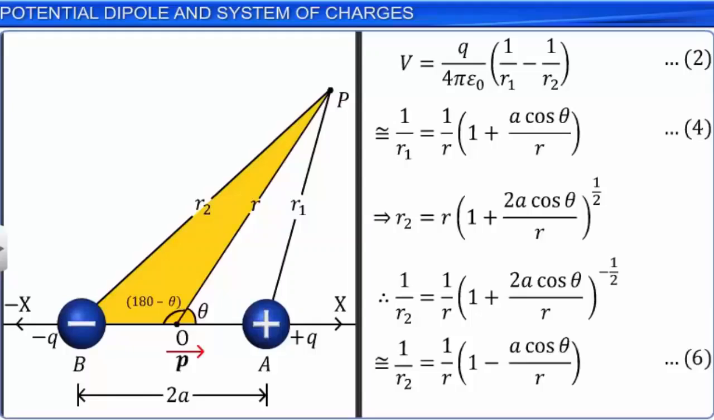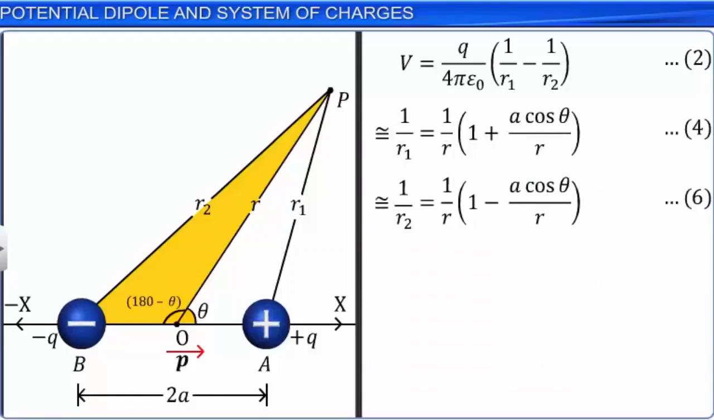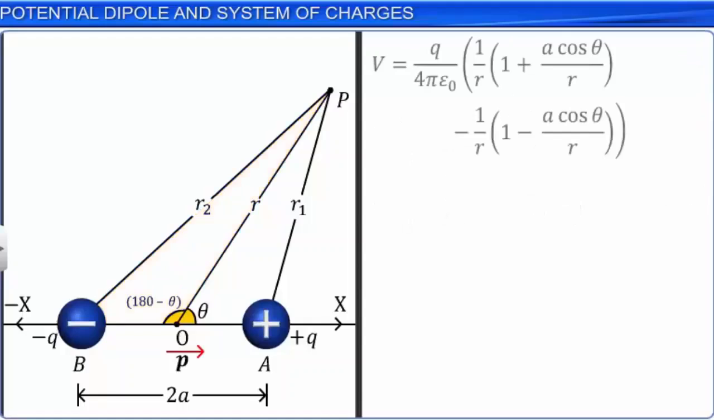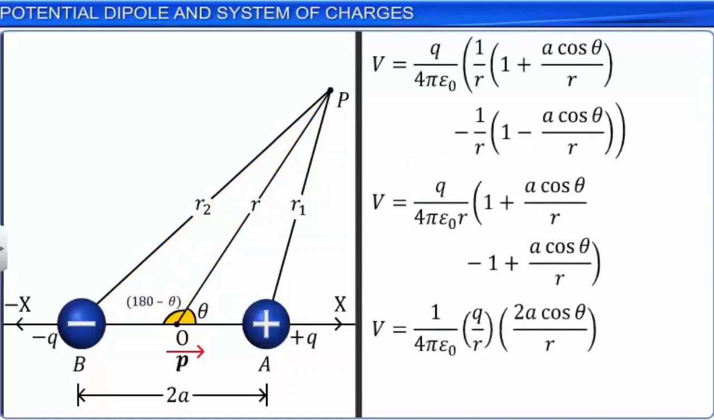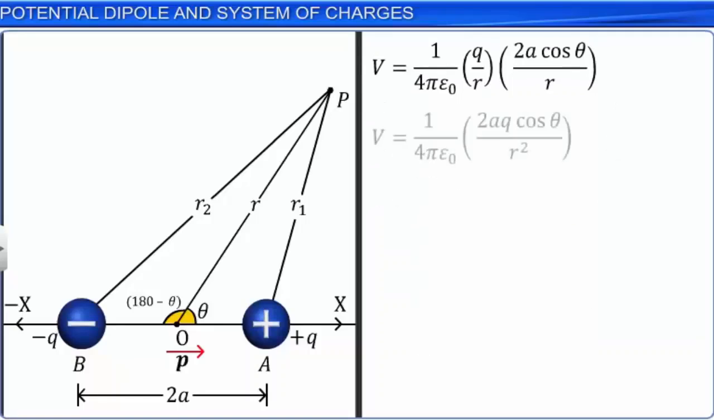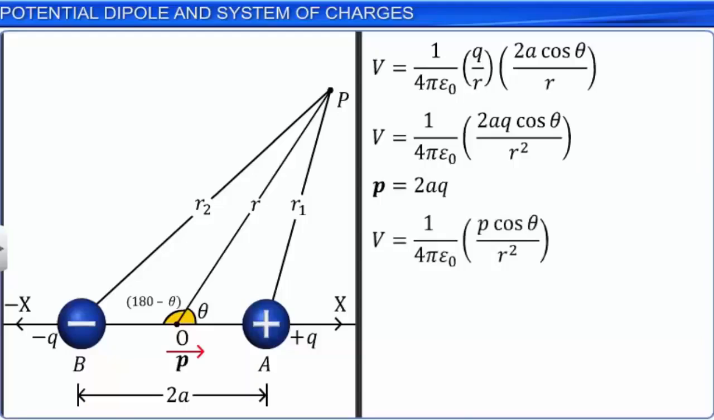Substituting equations 4 and 6 in equation 2 and simplifying, we have V is equal to 1 by 4 pi epsilon naught into Q by r into 2a cos theta by r, which will be equal to 1 by 4 pi epsilon naught 2aQ cos theta by r square. We know that the dipole moment P is equal to 2aQ, and hence net potential V is equal to 1 by 4 pi epsilon naught P cos theta by r square. Let this be equation 7.